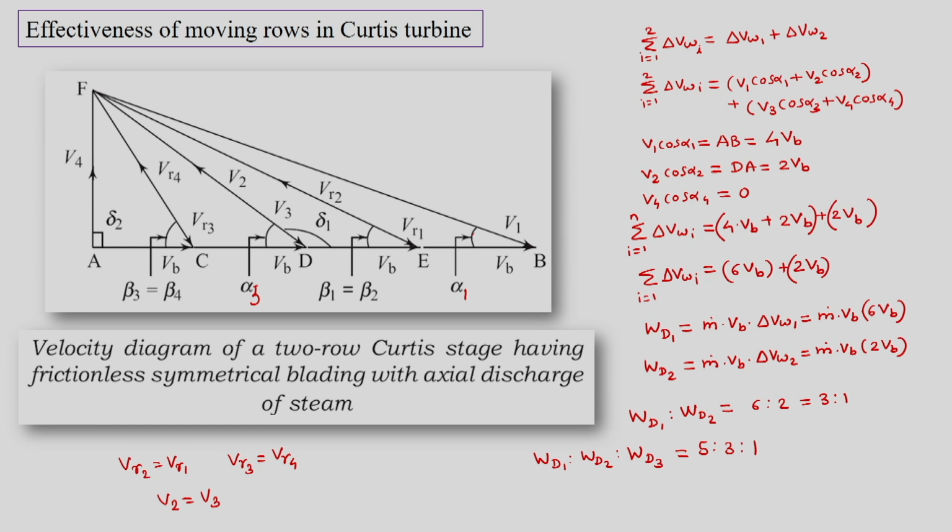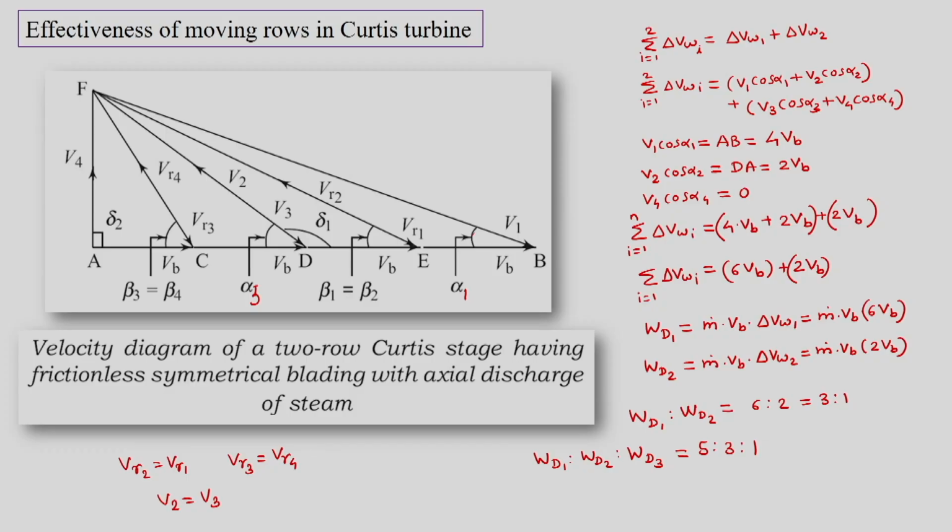Out of 9 units of the work, 5 units will be done by the first stage, 3 units will be done by the second stage, and only 1 unit of the work will be done by the third stage. So, only 1/9 of the work will be done in the third stage. So, we do not have to have too many stages in the Curtis turbine.